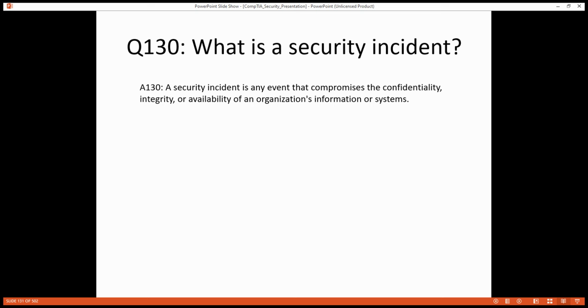Q130. What is a security incident? A130. A security incident is any event that compromises the confidentiality, integrity, or availability of an organization's information or systems.